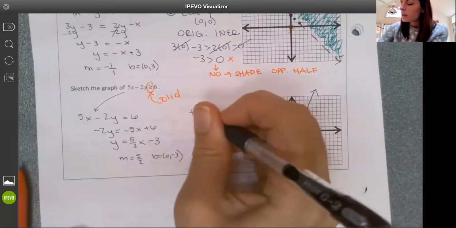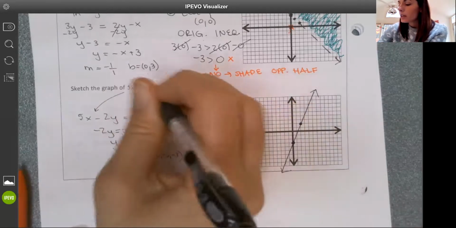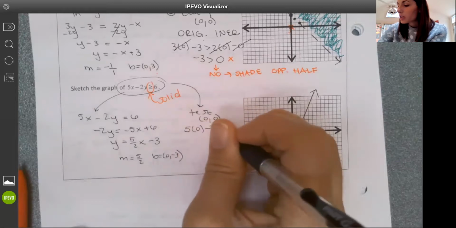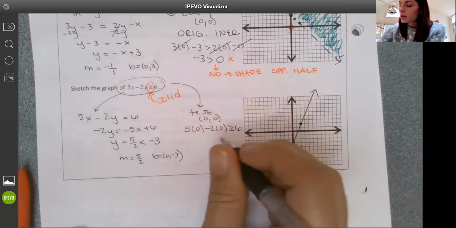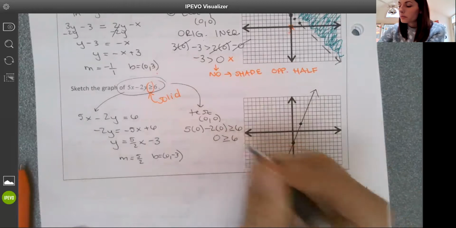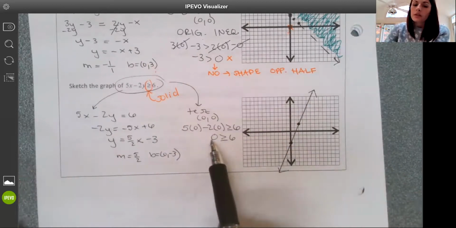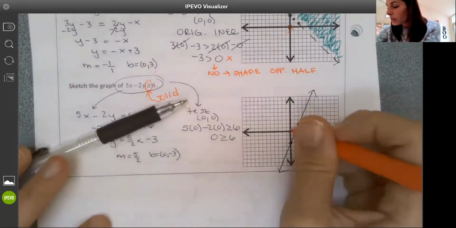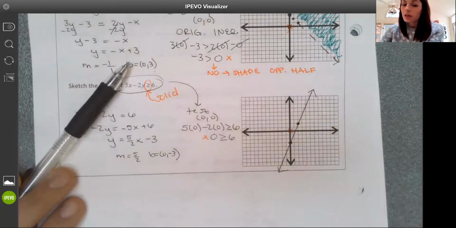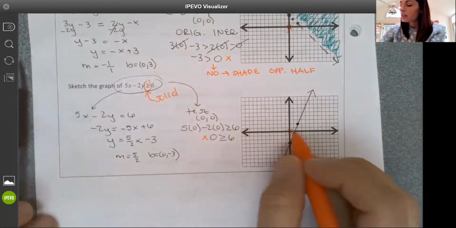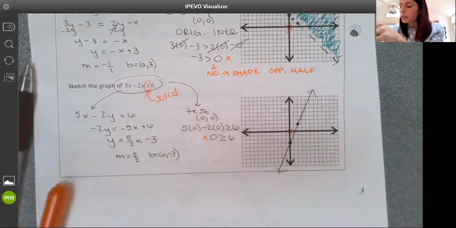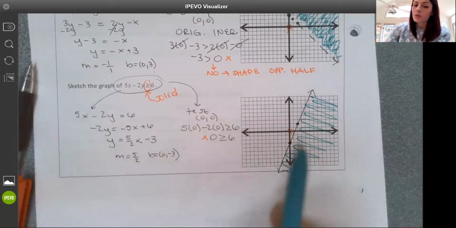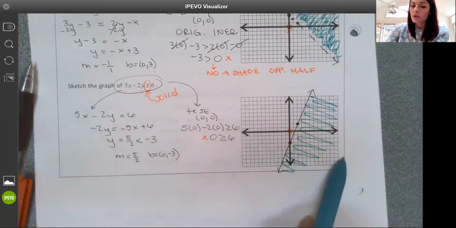Now I will go ahead and test (0, 0) again in the original inequality. So 5 times 0 minus 2 times 0 greater than or equal to 6. That zeroes out everything. 0 greater than or equal to 6? Nope. So here's the point (0, 0), by the way. That's the point we tested. It didn't work. So this is where my non-solutions are. I need to shade where my solutions are, which would be on the other half of the graph.